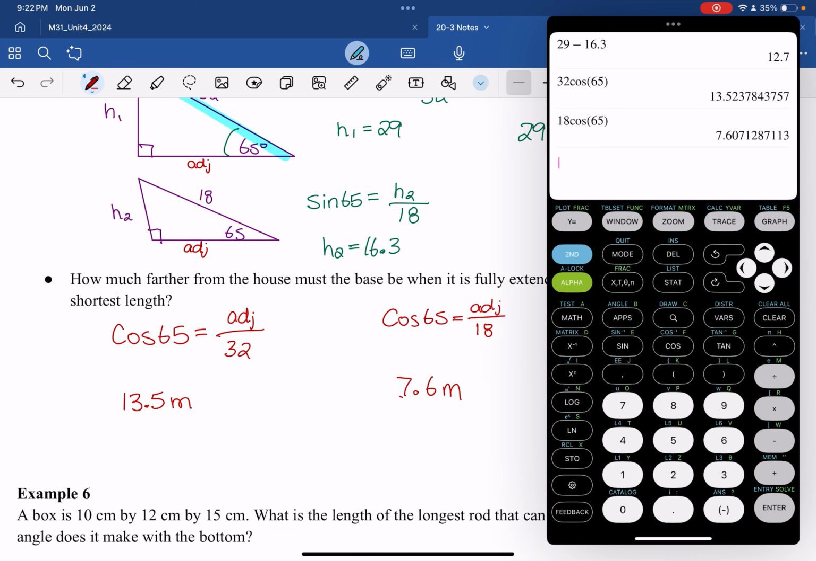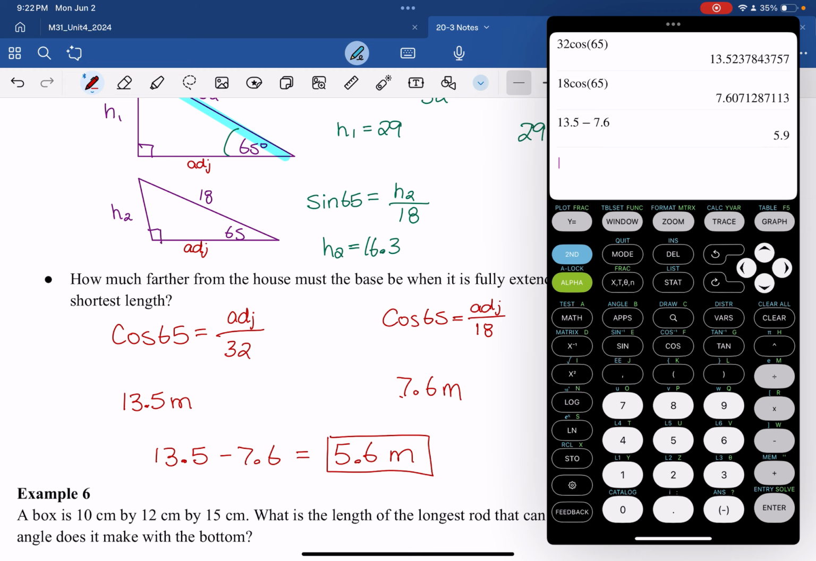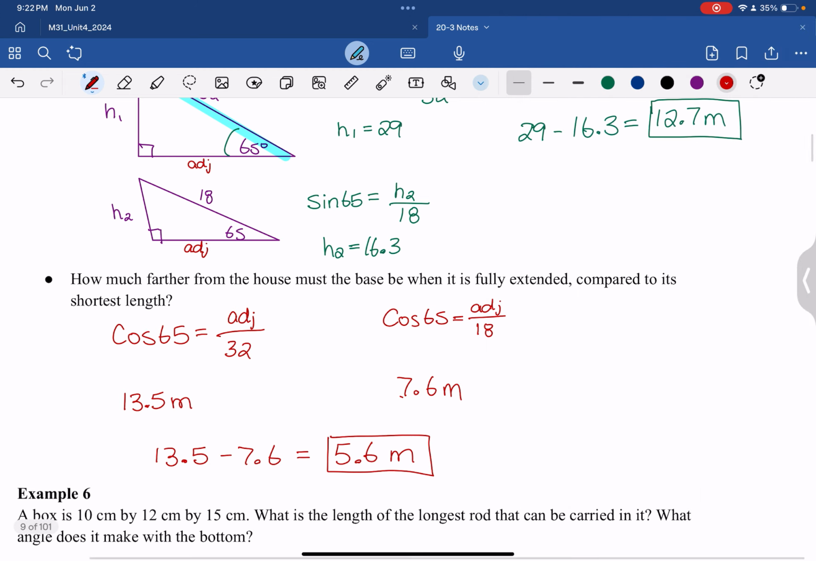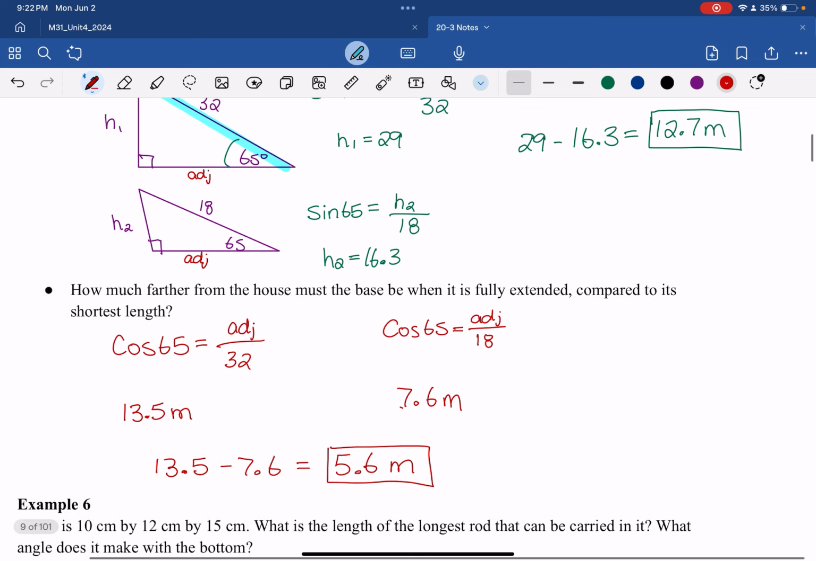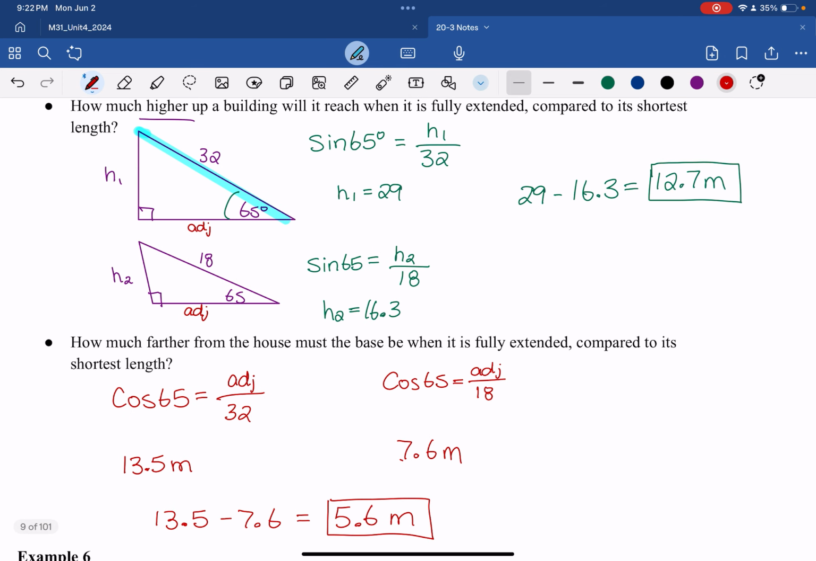So again, it says how much further. So that means I want to subtract these. Pay attention to what the question's asking, because it might not just be asking for one thing, right? I might not just be looking for these numbers. I might have to do something with them. So if I subtract these two, I'm able to get how much further the base is required to be out when we're at our tallest length versus at our shortest one in order for this to be safe.